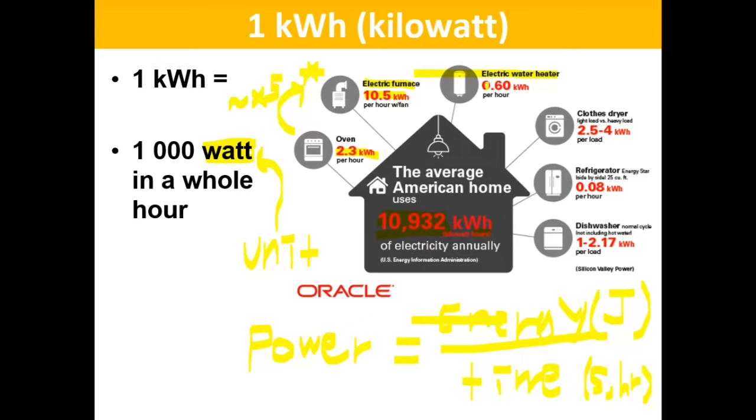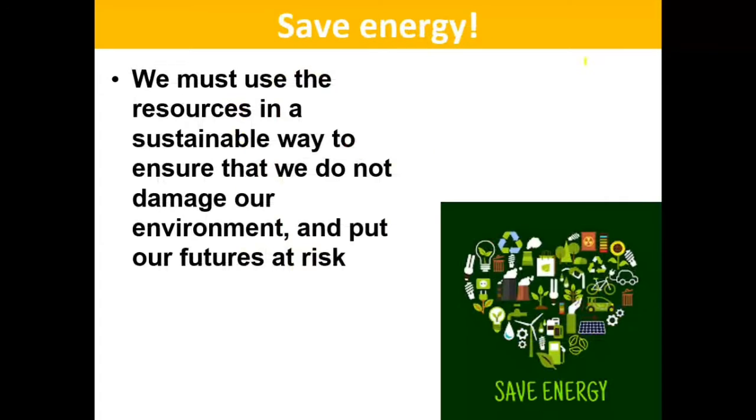Electric water heater is also one that consumes quite a lot of energy. Clothes dryer, refrigerator, dishwasher, everything basically uses heat. And whether you like it or not, light produces heat too. So have that in your mind. So we must save our energy. We must use the resource in a sustainable way, and I'm going to highlight this, sustainable, obviously to ensure that we do not damage our environment and put our futures at risk.